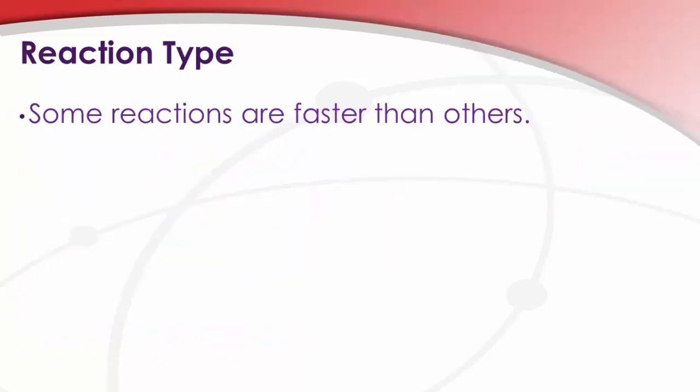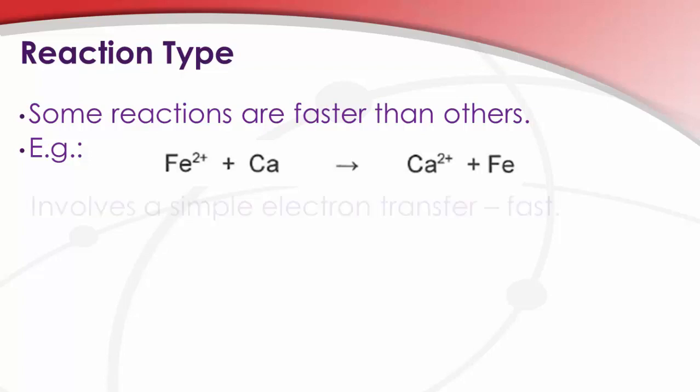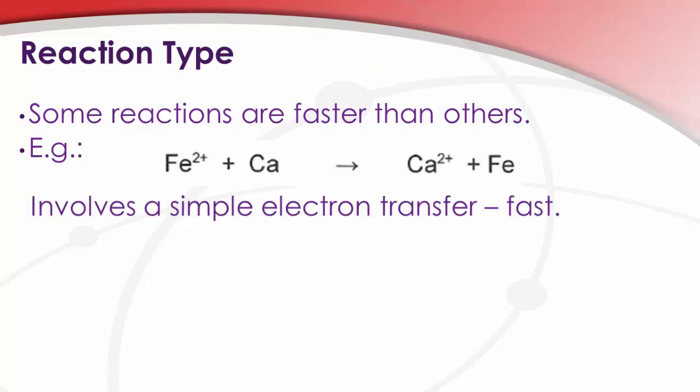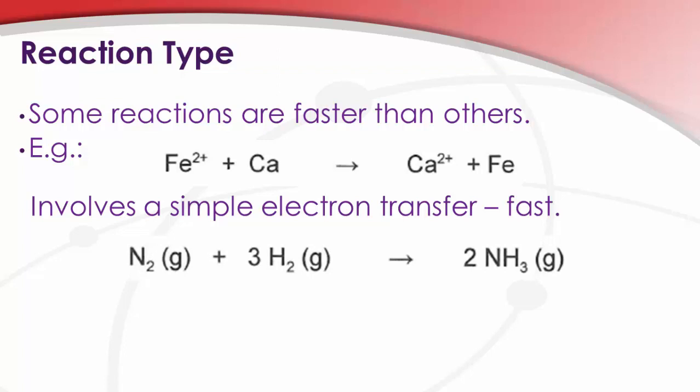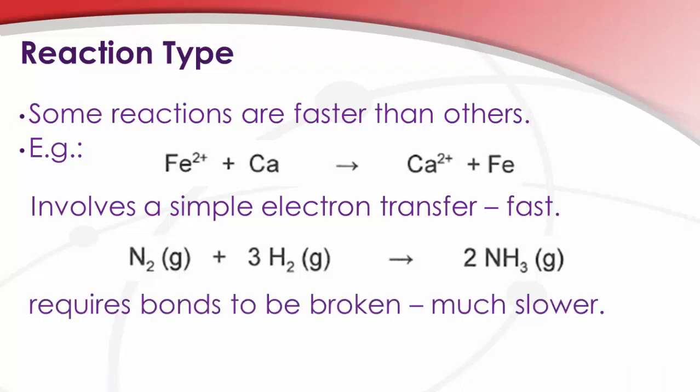The reaction type, no great shock here. Some reactions are faster than other reactions. For example, this oxidation reaction just simply involves the transfer of an electron that can travel theoretically at a speed approaching the speed of light. It's an extremely fast reaction. In contrast, the reaction between nitrogen and hydrogen involves the breaking of chemical bonds, and it's much slower. And there's no great mystery to this.